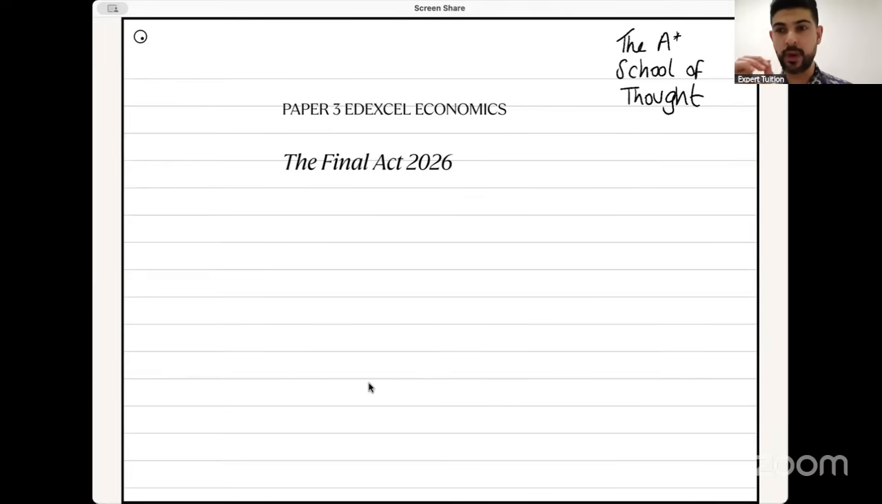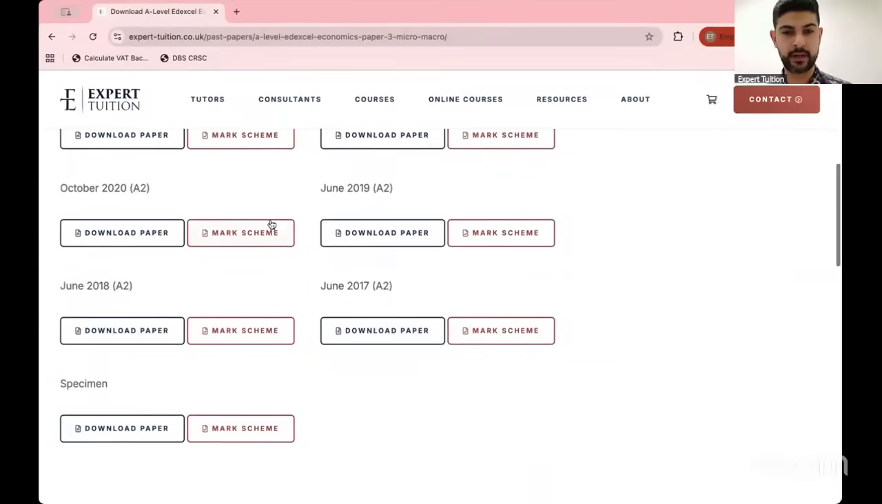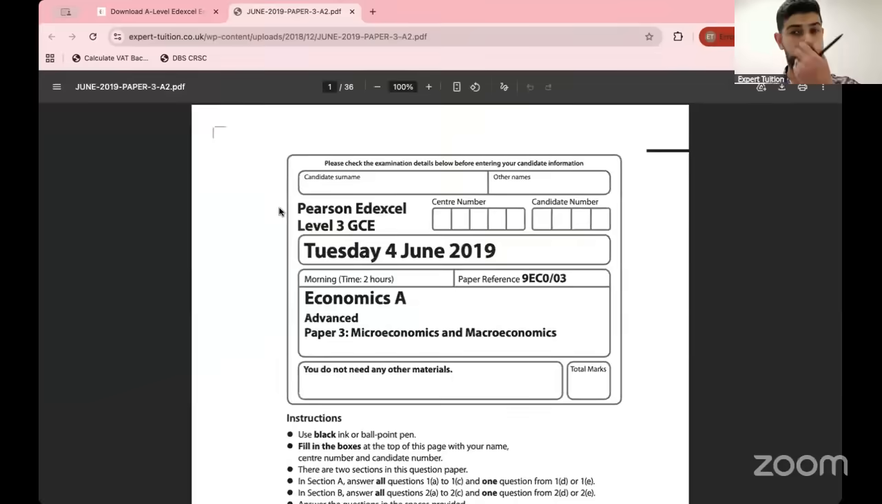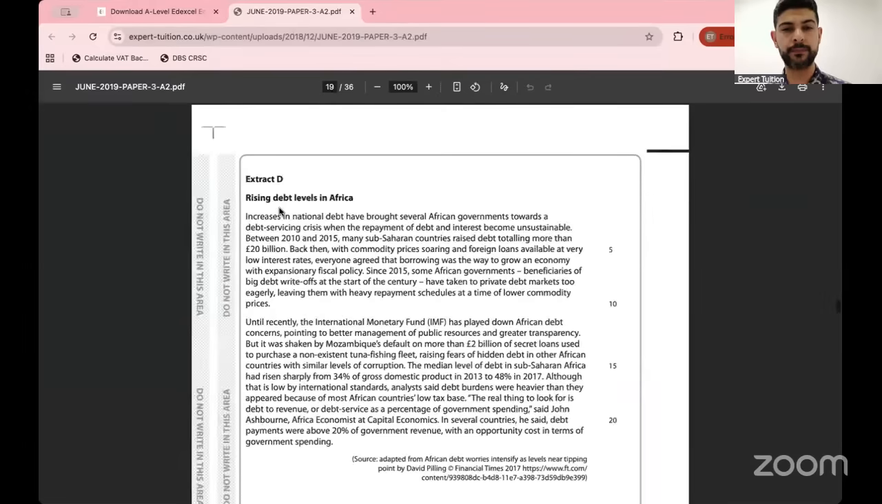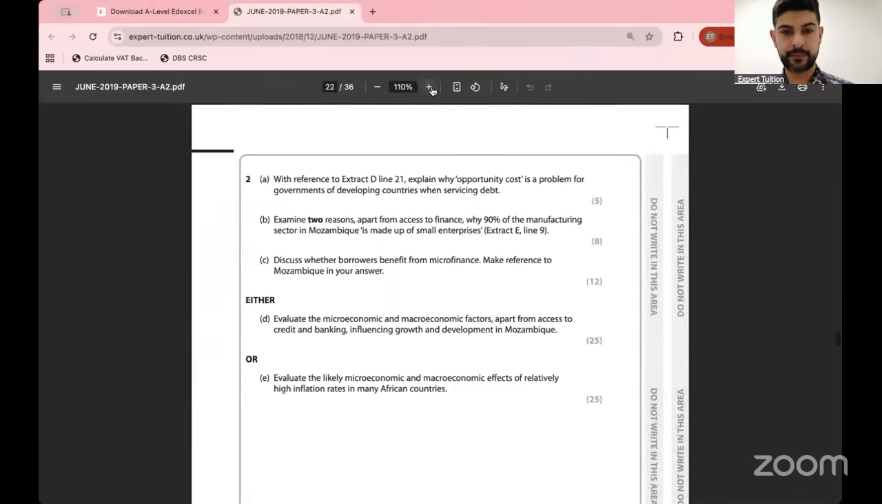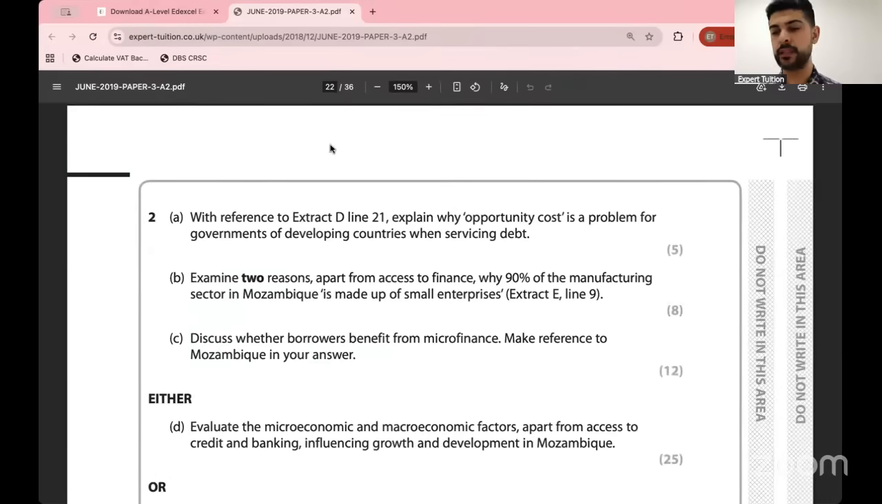So let's start with a very typical 8 marker that they've asked quite a few times in just slightly different variations. So I want to begin with June 2019, paper 3. Let's go. So June 2019, paper 3, question 2b has the following 8 marker. It says, examine two reasons, apart from access to finance, why 90% of the manufacturing sector in Mozambique is made up of small enterprises.